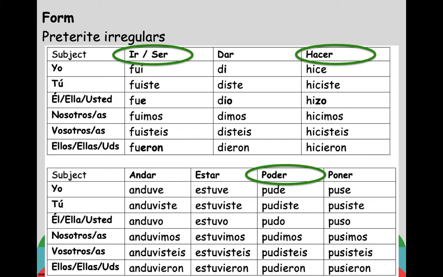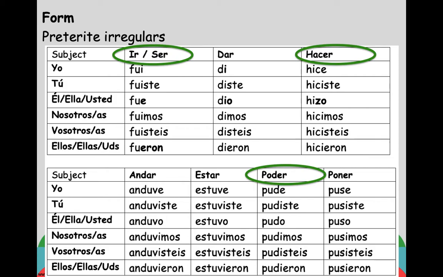But again, if you look at the ending of the verb, iste, o, imos, isteis, ieron is the same as hacer. So you'll notice a lot of the irregular pattern will be the same. If you learn one irregular preterite, a lot of them will have a similar pattern, and it becomes easier and easier to learn them as you go. And in this case, we're just changing our stem slightly from pod to pud. So it's not super different.